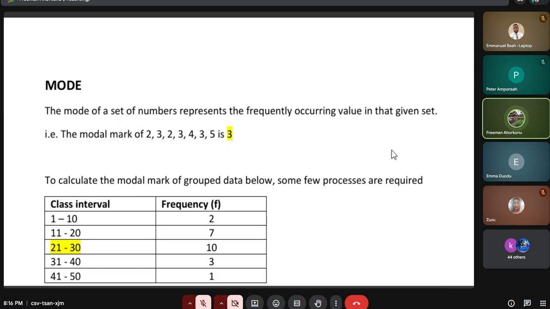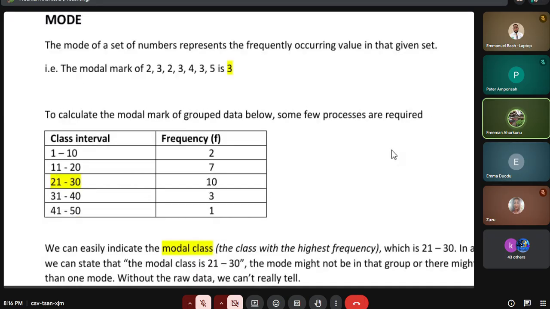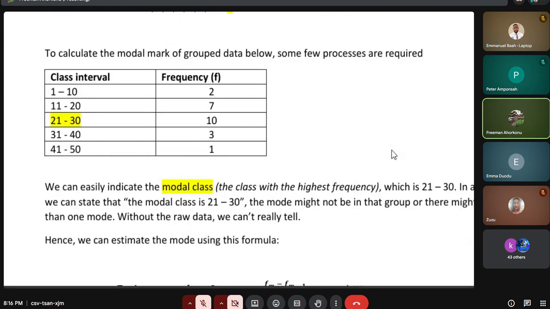Now, the question is, what if it's put into groups? If the data is put into groups, let's pay attention very well. We can find the mode with a formula that I am going to show very soon. But we have to look for certain things.